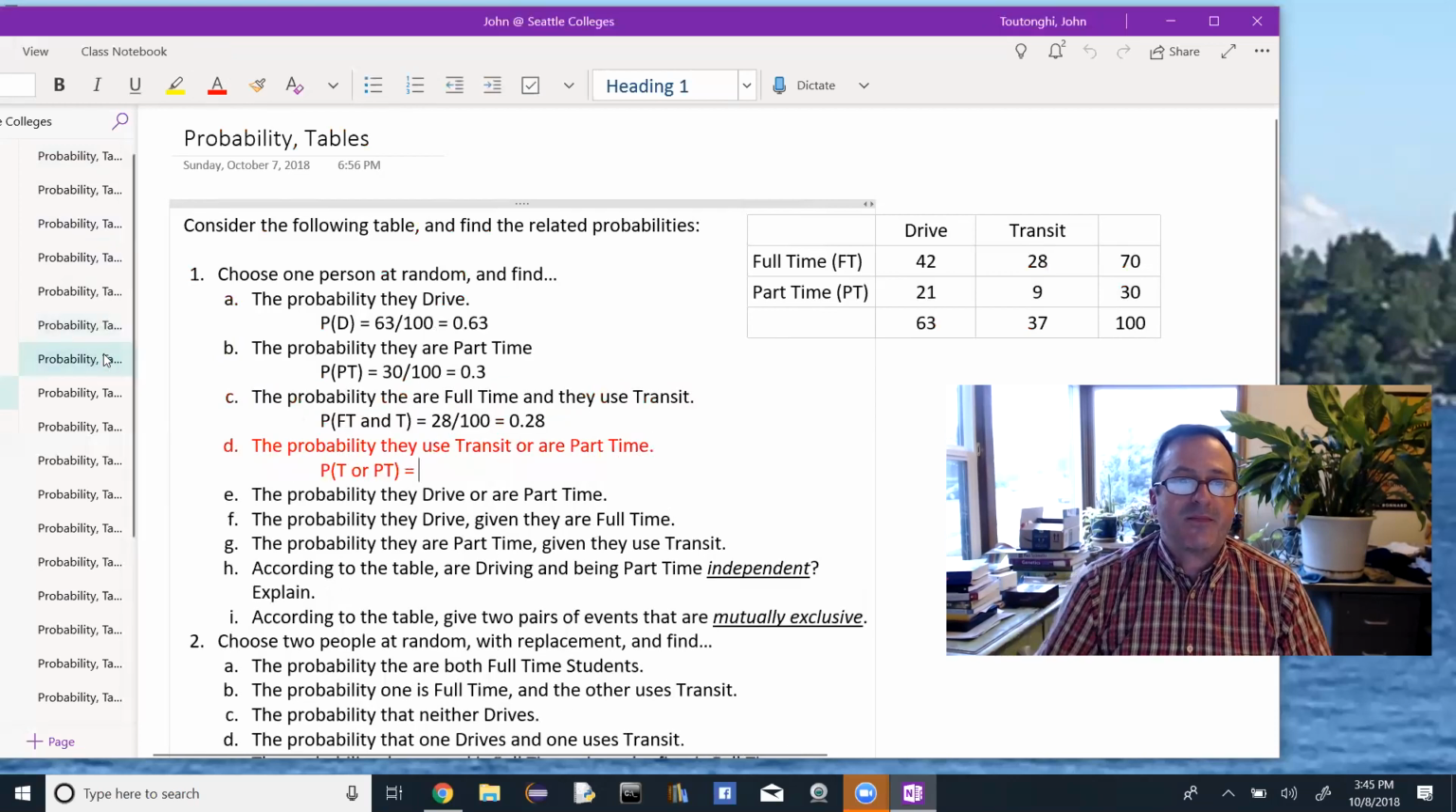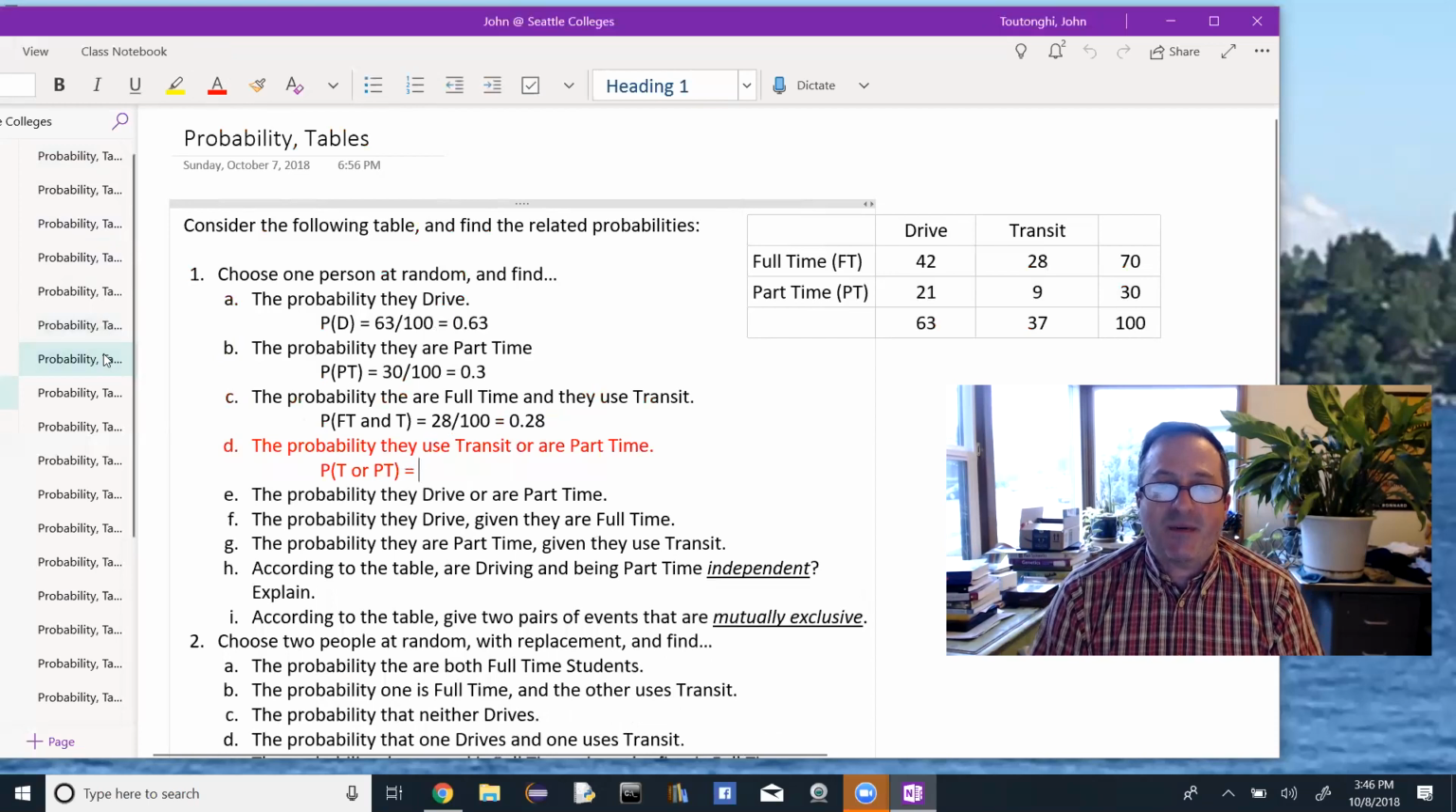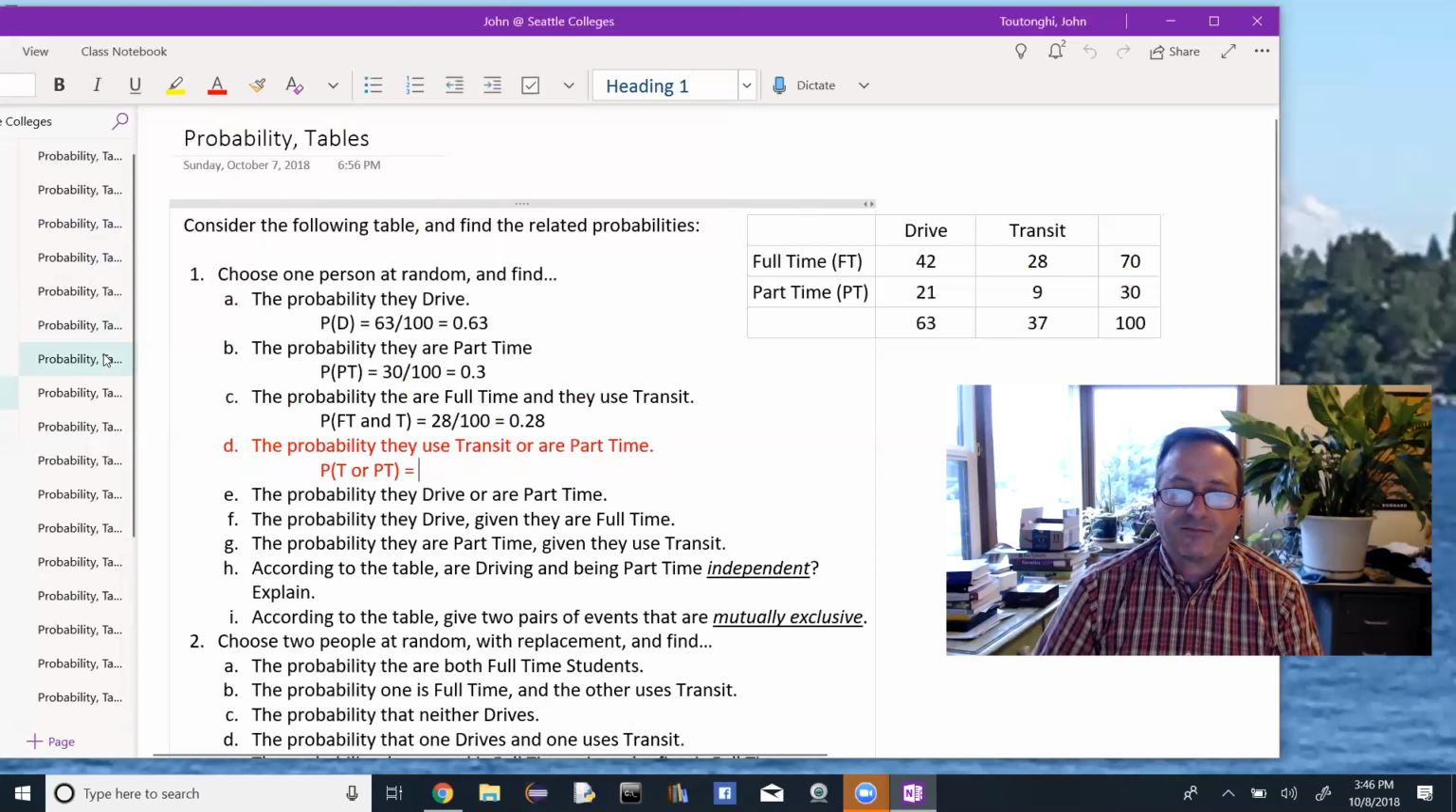Moving along. And again, pause at any time if you need to figure out what's going on with that particular part. These are the harder parts. The probability that they use transit or are part-time. So here I want to focus on the keyword or. Again, I'm going to try to avoid using a formula. I'm just going to try to figure it out from the table. So who uses transit or are part-time?